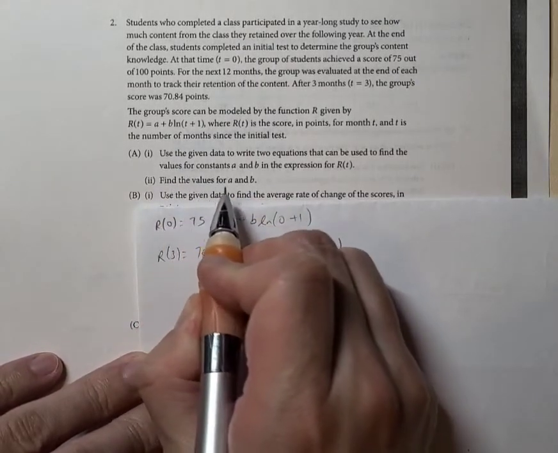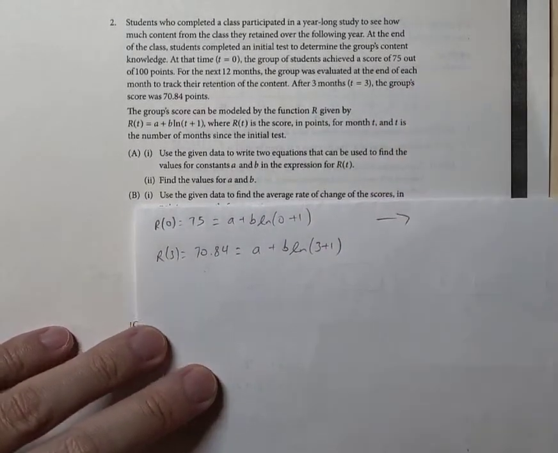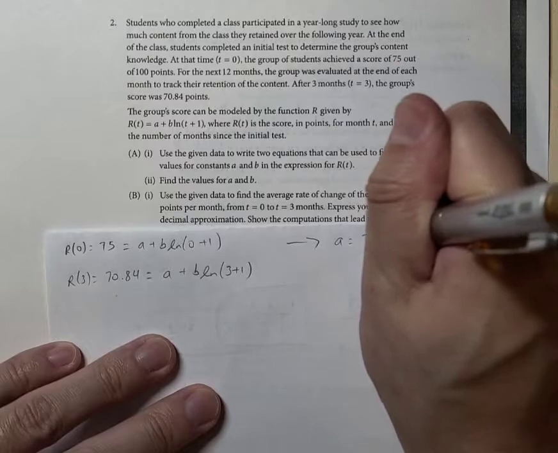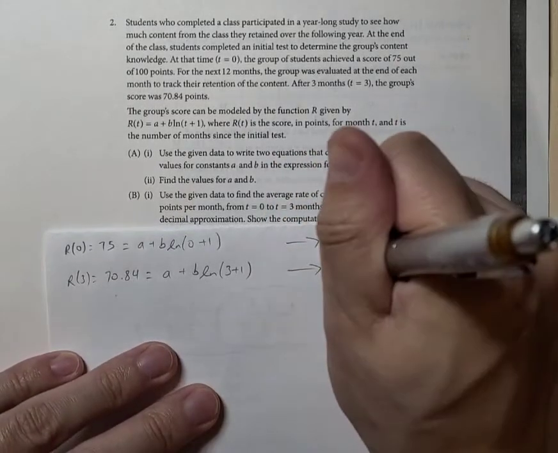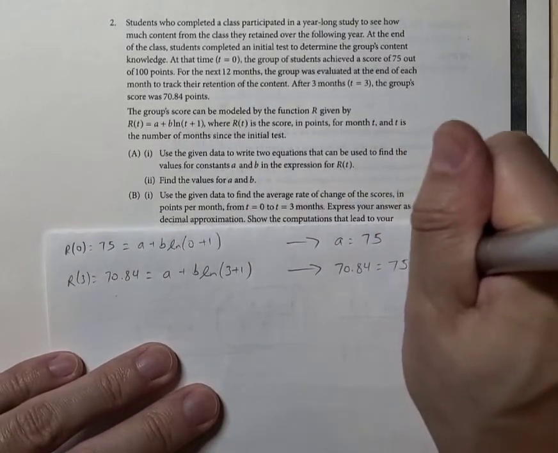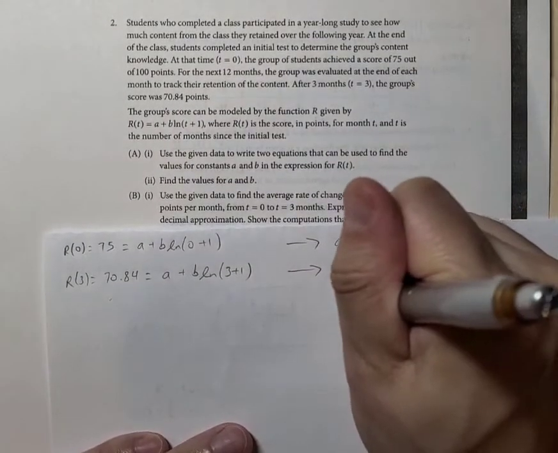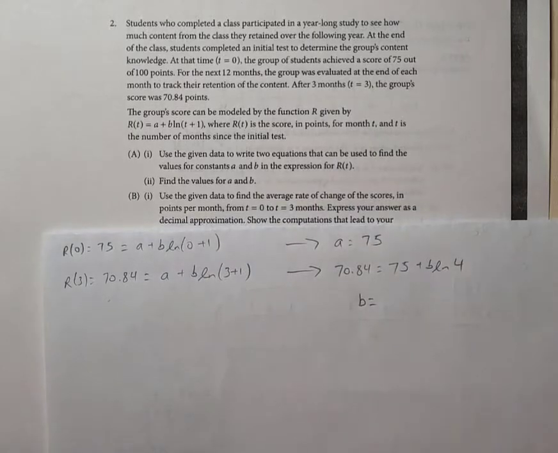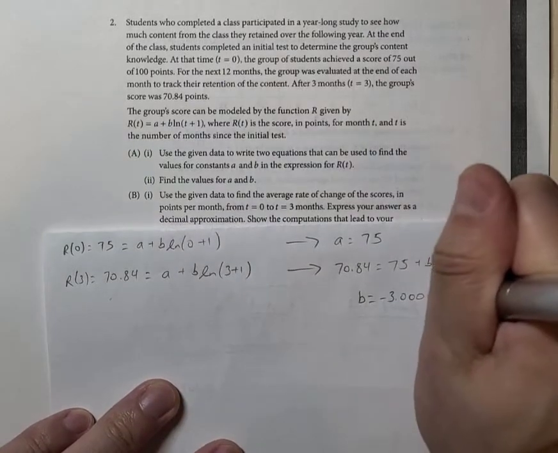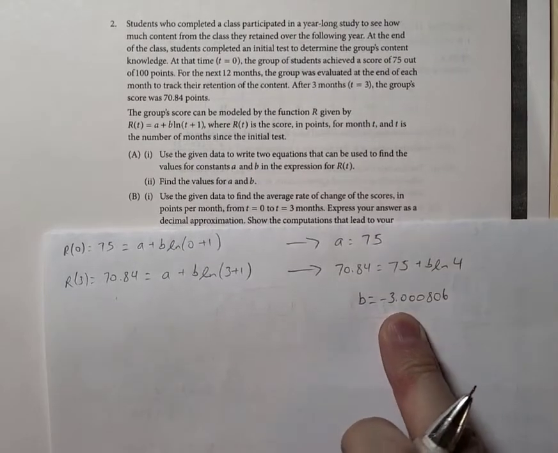All right, find the values for a and b is next. Okay, so the first one we can simplify, because log of 1 is 0, so a is equal to 75. And then for this one, 70.84 is, we found a is 75, so 75 plus b log of 4. Okay, we solve for b. We need a calculator for that. You should get that b is negative 3.000806, something like that. Okay, I did it beforehand, so I have the value. Okay, so we found our a and b.